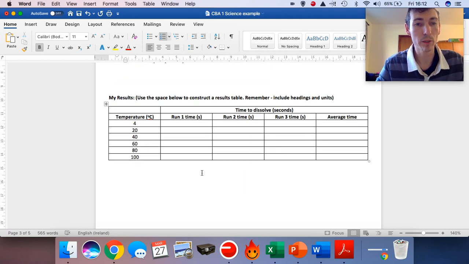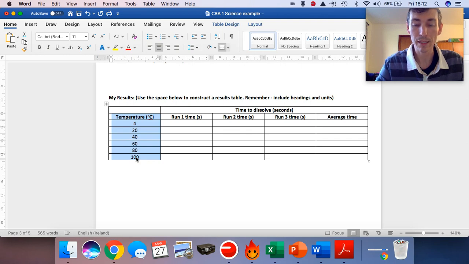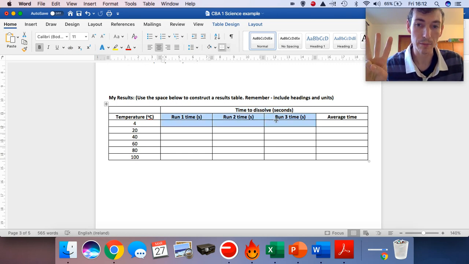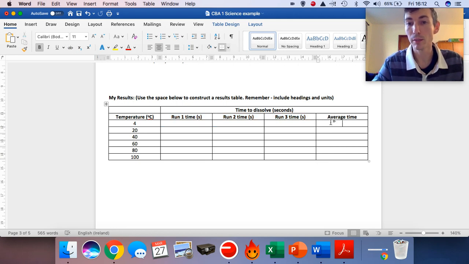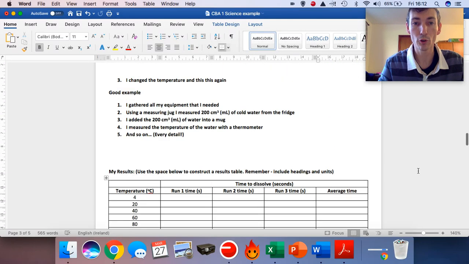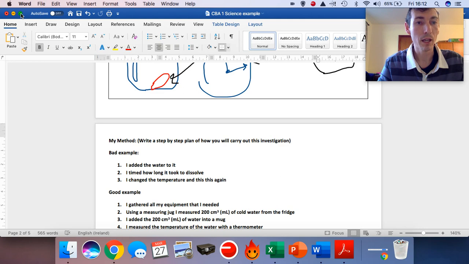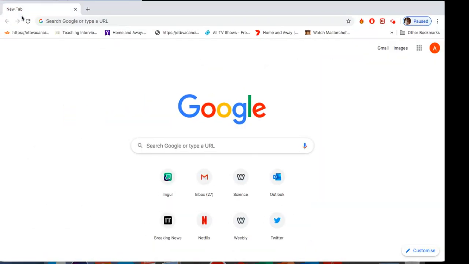Finally, what I want you to have a go at is start making a results table. So here I've got my temperatures that I'm going to do my experiment for. I've got the time that it takes the tablet to dissolve. And I've got my 3 runs, so I'm going to repeat the experiment 3 times. And then finally, I'm going to get an average time to make my experiment as reliable as possible. Okay, that's as far as I want you to go up to for now. I hope this helped. And very best of luck.